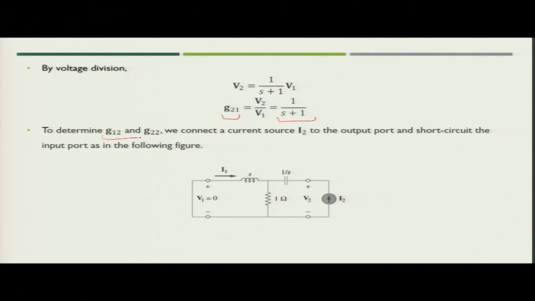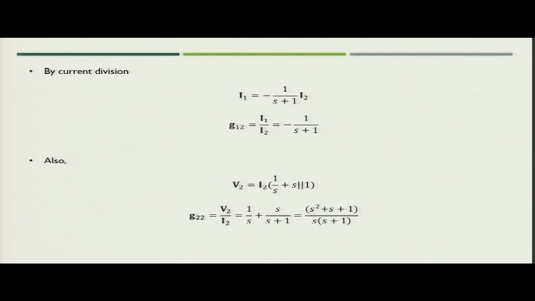Now, next we need to find out G12 and G22. So, for that what we have to do? We have to connect a current source I2 to the output port and short circuit the input port. So, we will short circuit the input port, that means V1 is now equal to 0 and we will apply I2 as a current source at the output terminal. Now, we need to find out the value of G12 and G22. So, what we will do? We will use the current division.